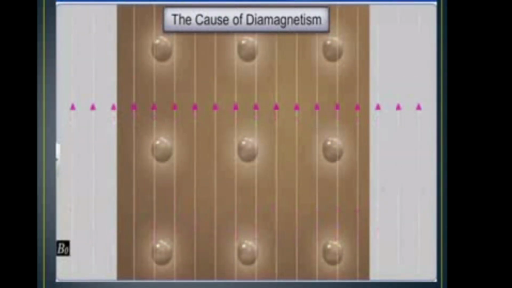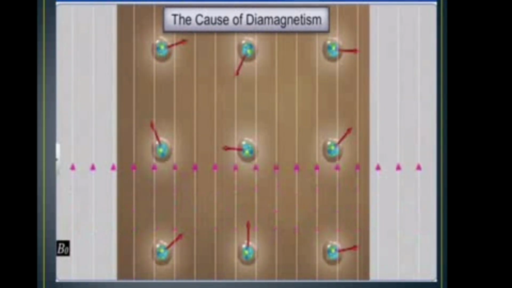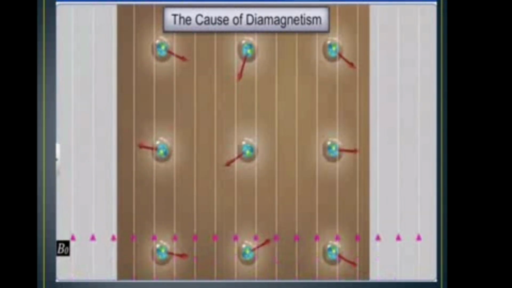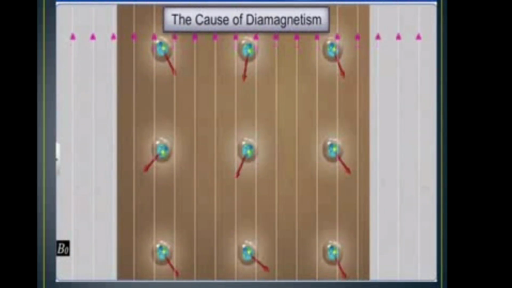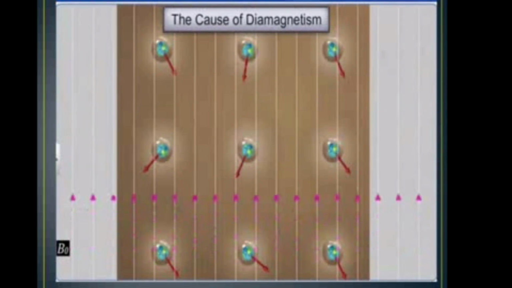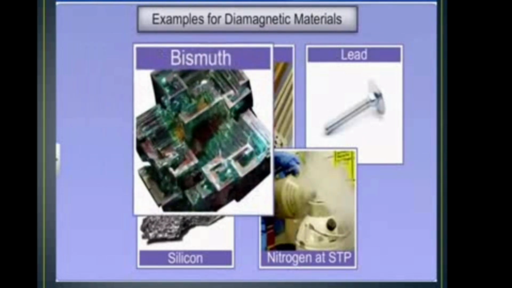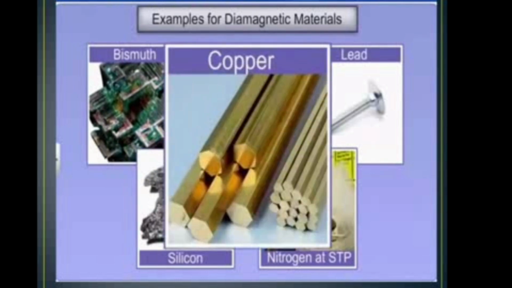Initially the electrons are in random directions, so the resultant magnetic moment is 0. But when placed in a magnetic field, they are arranged in a different direction. This type of material is called a diamagnetic material. Bismuth, copper, lead, silicon, and nitrogen at standard pressure are examples of diamagnetic materials.